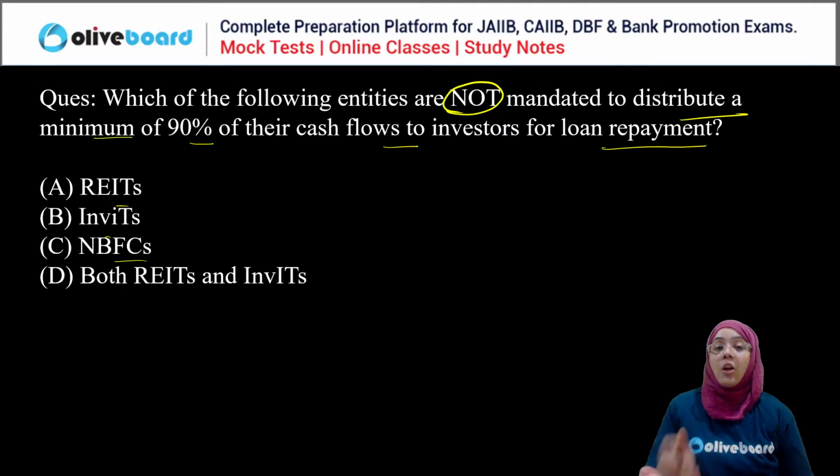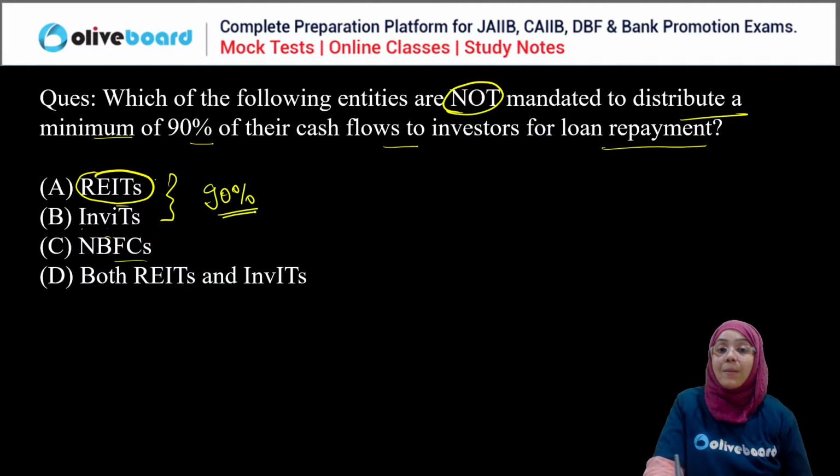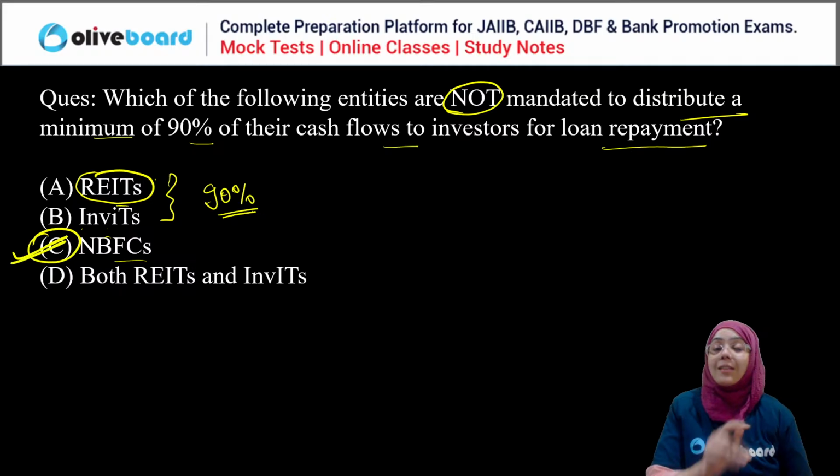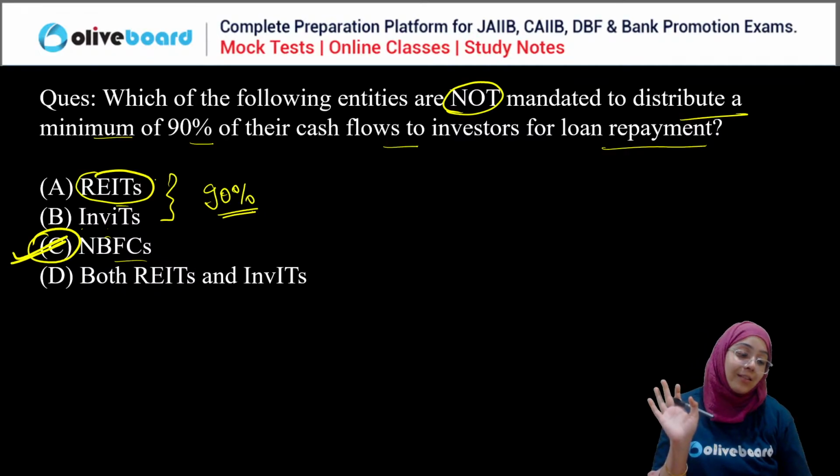Yes, obviously. For both REITs, real estate investment trusts, and InvITs, infrastructure investment trusts, there is a mandate that they have to distribute at least 90% of their cash flow as a dividend or as income for the investors. This is not mandatory in NBFCs, but in InvITs and REITs, yes, this is mandated. So C is the correct answer, right?